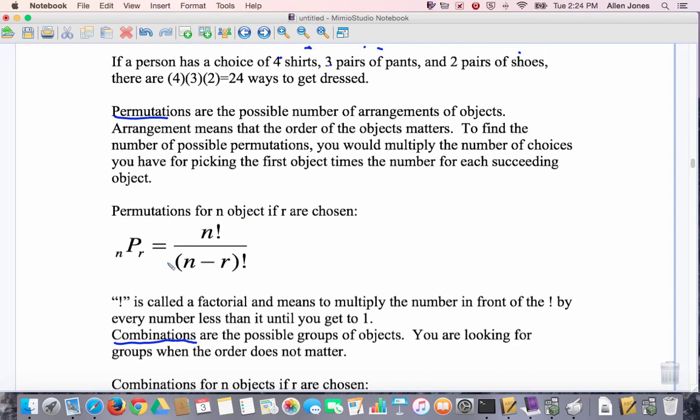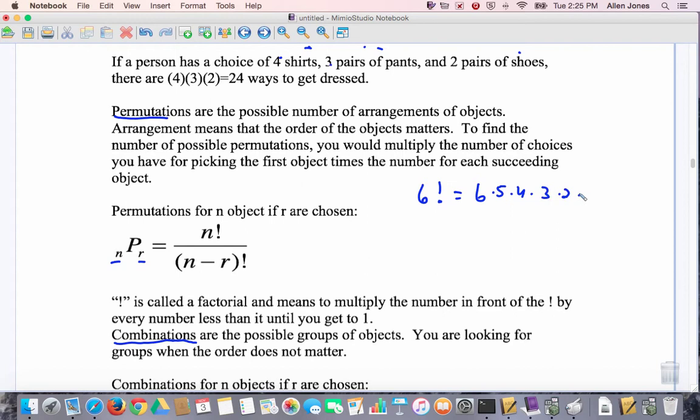I'm going to give you a shortcut version here. nPr: n is our total number of items to choose from, r is the number of items that we are selecting, and then we have n, our total number, factorial. Factorial is a math term with an exclamation point that means to multiply each number by the number below it until we get to 1.